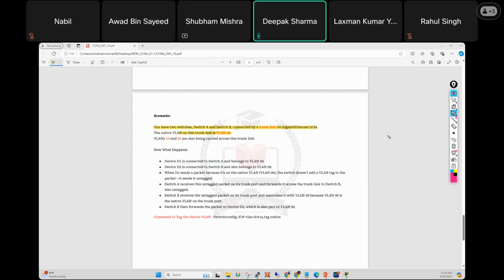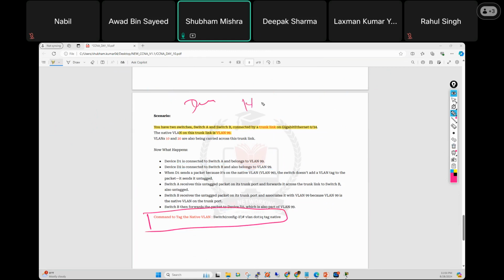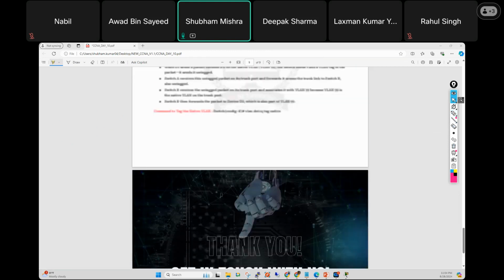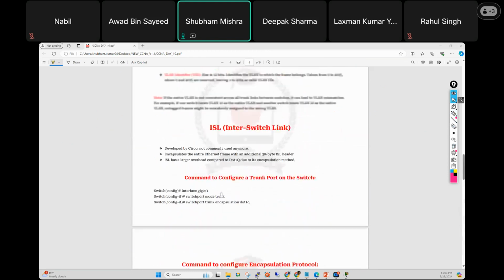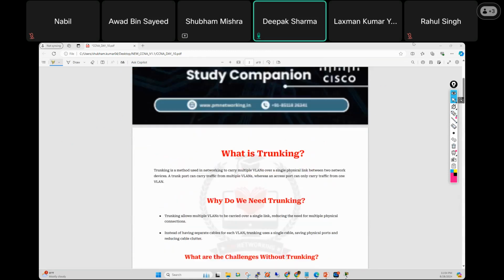And one more thing, I have written one command here. I did not try it, but if you want, you can try it. I told you 802.1Q does not perform tagging for the native VLAN. If you want tagging, this is the command. You can try it in Packet Tracer. Maybe it will work. Once you run this command, your switch starts tagging the native VLAN also. Clear, everyone?